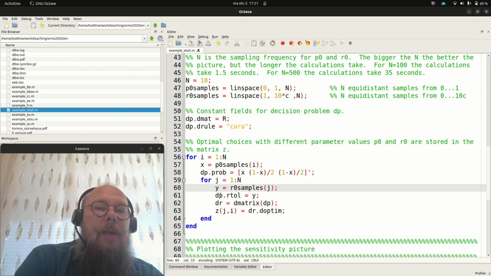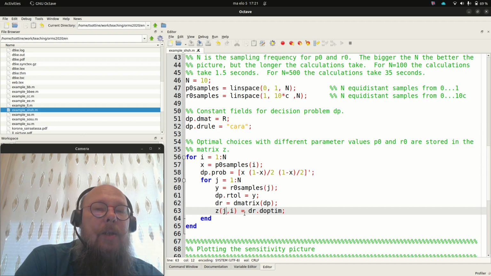And the same thing now, decision problem's RTOL, risk tolerance, will be y. And now we have a decision problem set. So we have the constant fields here: dp.dmat is R, dp.drule is Kara, dp.prop is this, and dp risk tolerance is y. And now we can solve this decision problem. So dr is the d matrix dp, that's the solution, and this is put in the matrix Z.